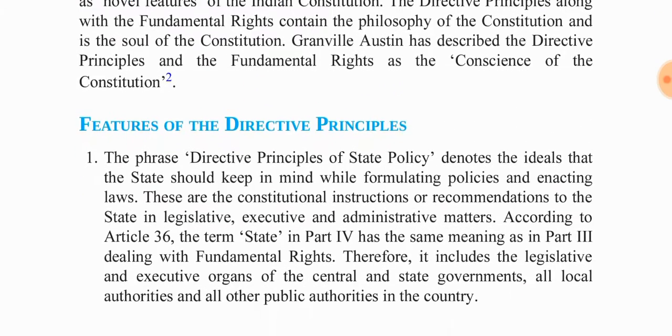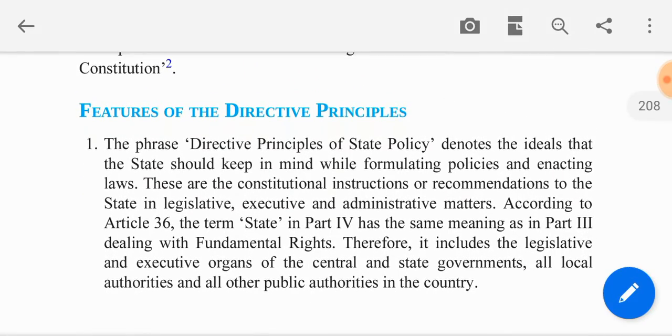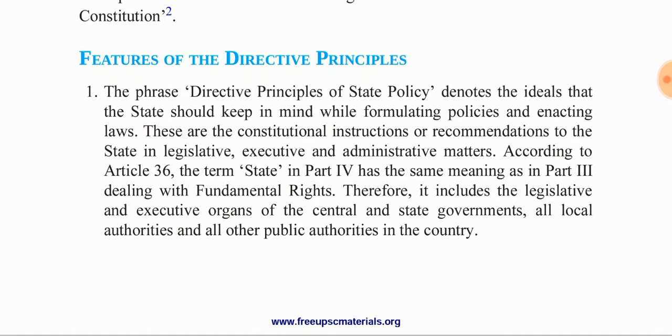Okay, so let's move on to the features of Directive Principles. Directive Principles of State Policy denotes the ideals that the state should keep in mind while formulating policies and enacting laws. So DPSPs are the ideas that the state should keep in mind while formulating some policies or some laws. And these are the constitutional instructions or recommendations to the state in legislative, executive and administrative matters. Okay, and according to Article 36, the term state in Part 4 has the same meaning as in Part 3 dealing with the fundamental rights.